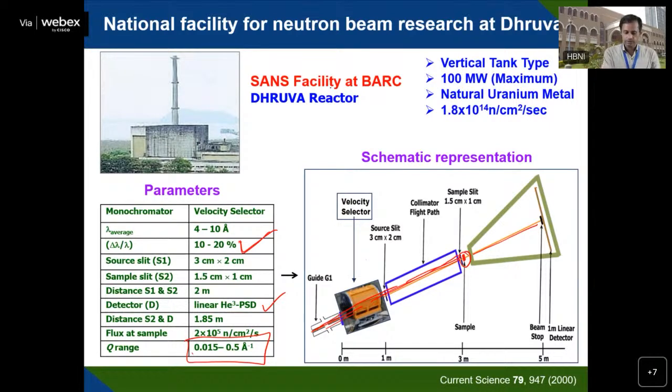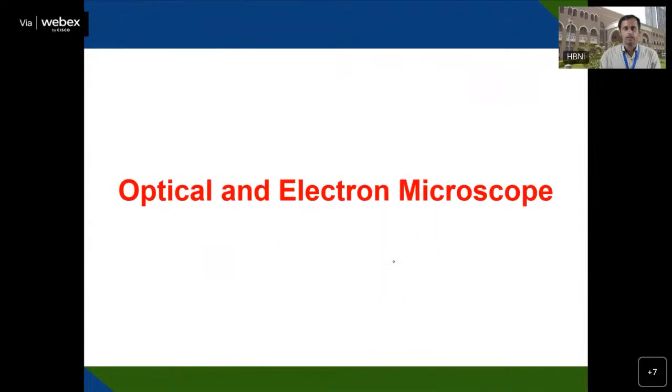This reactor is a vertical tank type reactor. Natural uranium is used as the fuel. The neutron flux is 1.8 into 10 to the power 14 neutrons per centimeter square per second, which is used in this facility. Then we can approach the concerned person to get our neutron diffraction studies.